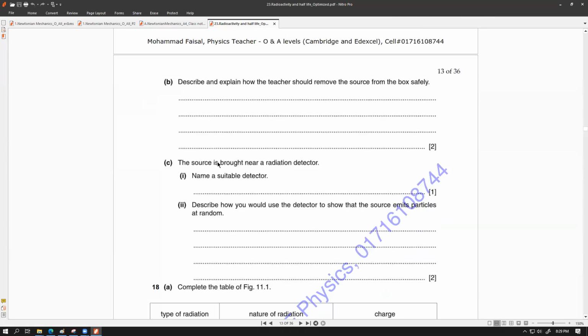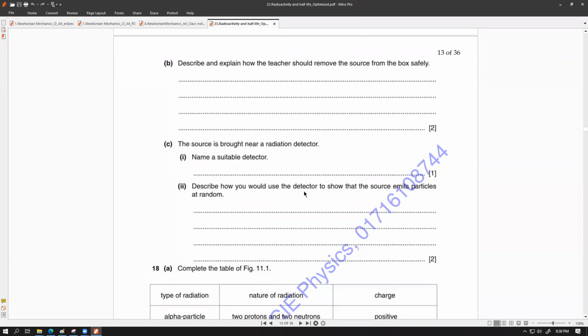Then the source is brought near a radiation generator. Name a suitable generator. GM tube. Sir, how would you answer this, random? Could you say it once more? How will you answer this?